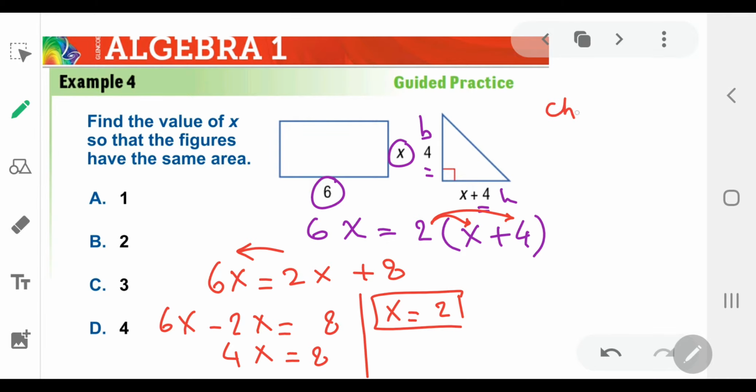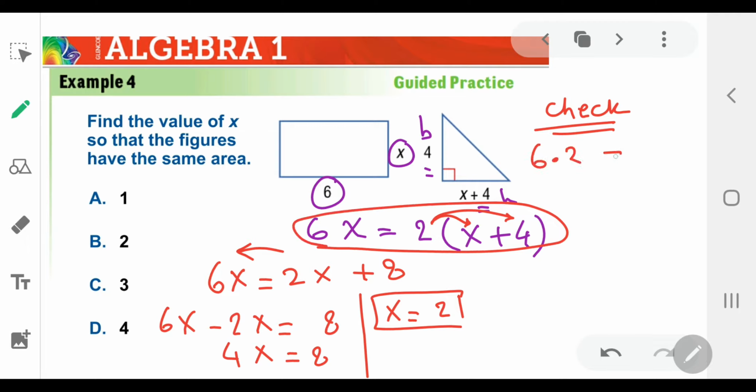Again, you might check by substituting x for 2 in the original equation, in this one. So 6 times 2, and write this question mark over the equal sign, because you're asking yourself whether x verifies the equation or not. And 2 times 2 plus 4. Again, 6 times 2 is 12. 2 times 2 plus 4, which is 2 times 6, again 12, so it is correct. So your answer is correct. And this is the beauty of equations, that you can always check your answers.